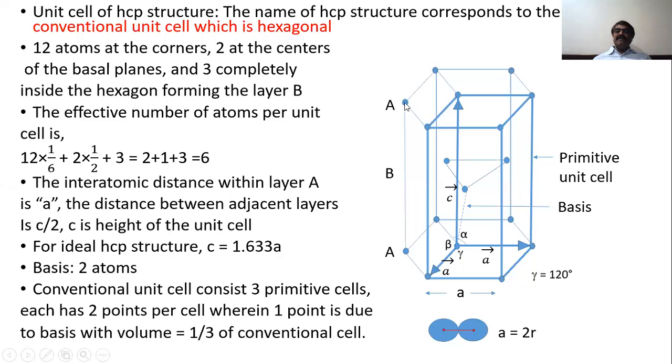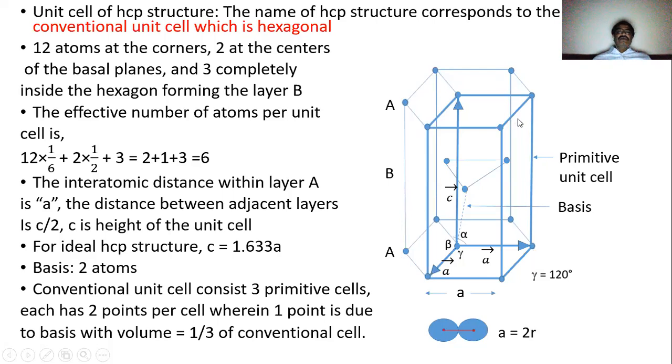So this is a basal plane, hexagonal shaped basal plane, and this is the center of the basal plane. So at the center there is one atom, and another basal plane, lower basal plane, at the center again there is one atom. So 2 atoms at the center of each basal plane, and 3 atoms are placed completely inside the body of the unit cell. So these are the 3 atoms. So in this way, 12 atoms are placed at the corners, and each atom is shared by 6 such hexagonal conventional unit cells.